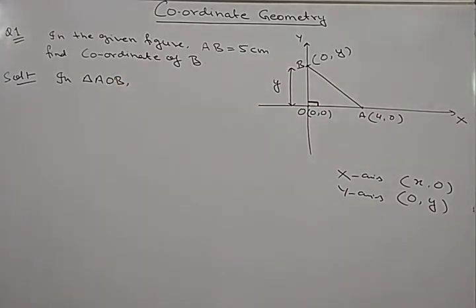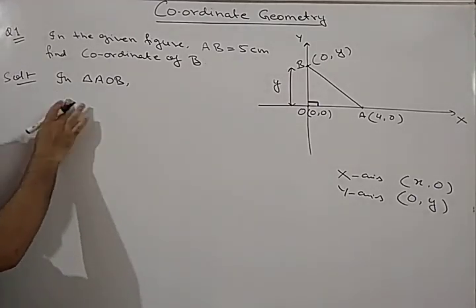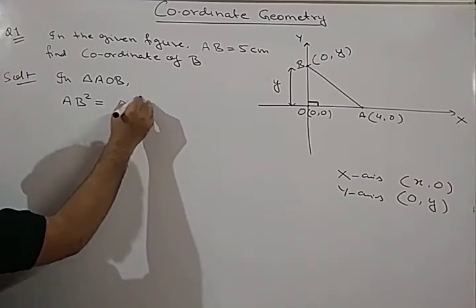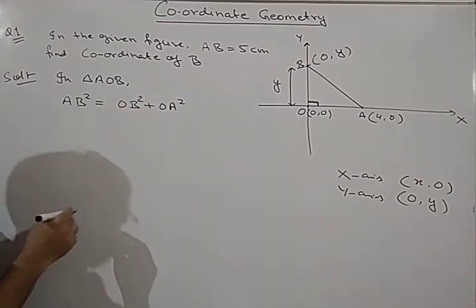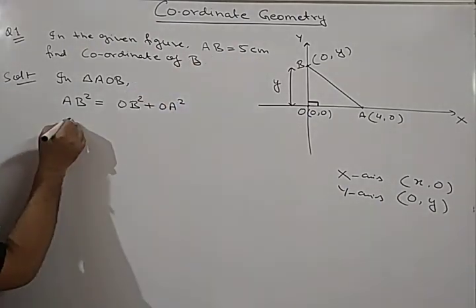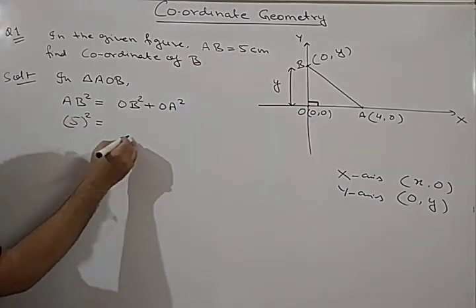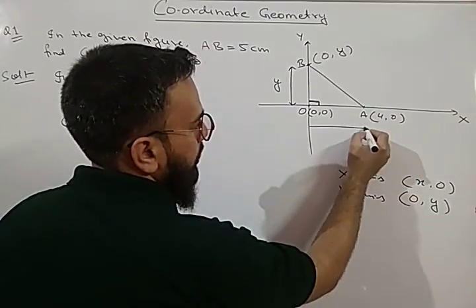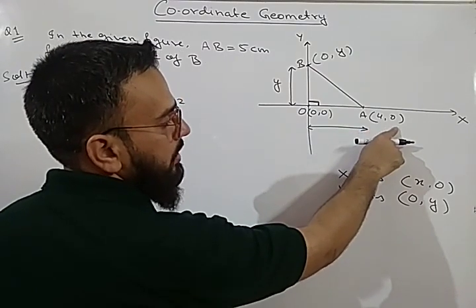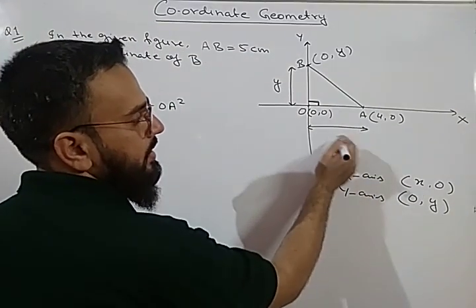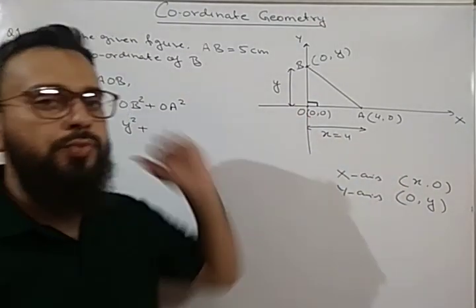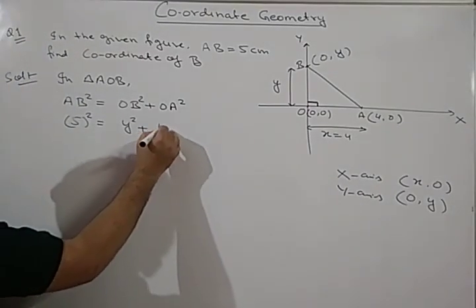In triangle AOB, if we apply Pythagoras theorem, we will write AB square is equal to OB square plus OA square. And what is the length of AB? AB is 5. So it will be 5 square is equal to y square plus OA square. And what is the length of OA? This point is x, 0, and x means the distance from the y-axis. It means x is equal to 4. This distance is x, which is equal to 4. So it will be y square plus 4 square.